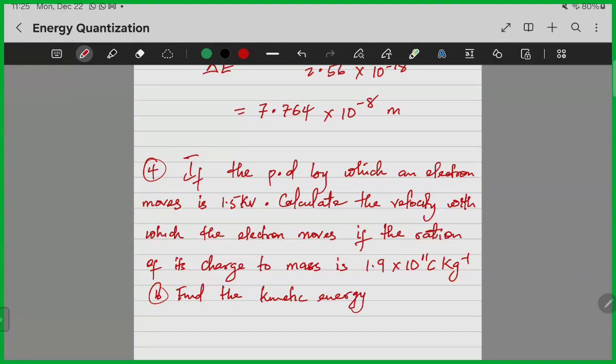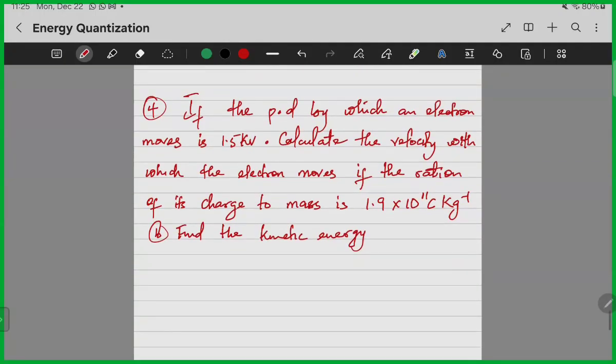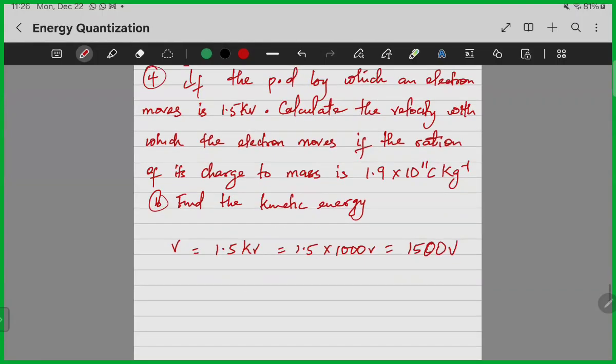So it's an interesting question. Let's establish what we are given. We're given the PD by which the electron moves. That's V, 1.5 kilovolts. That's like 1.5 times 1000 volts, most likely 1500. Sorry, 1500. So 1500 volts.